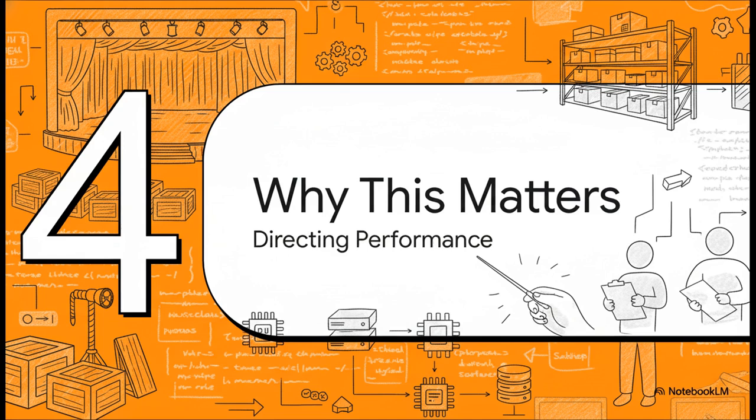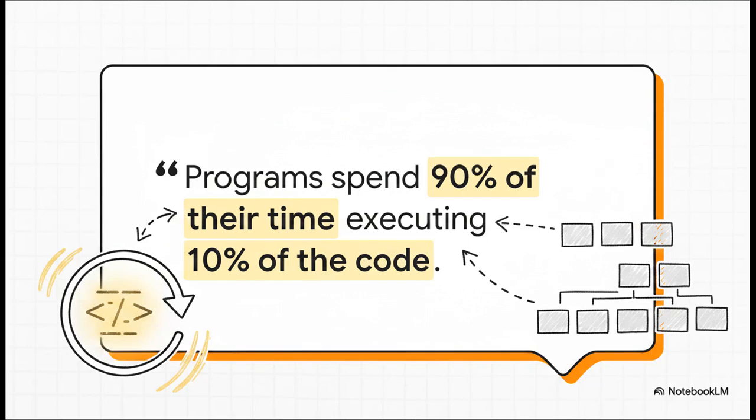Okay, so we've toured the theater, we get the stage, the backstage, the warehouse. But why does any of this actually matter to us when we're writing code? Well, because understanding the venue helps us direct a much better performance. There's a well-known principle in programming that says programs spend 90% of their time executing just 10% of their code. That tiny fraction, usually some kind of loop or a function that's called over and over, its performance basically determines the performance of the entire program.